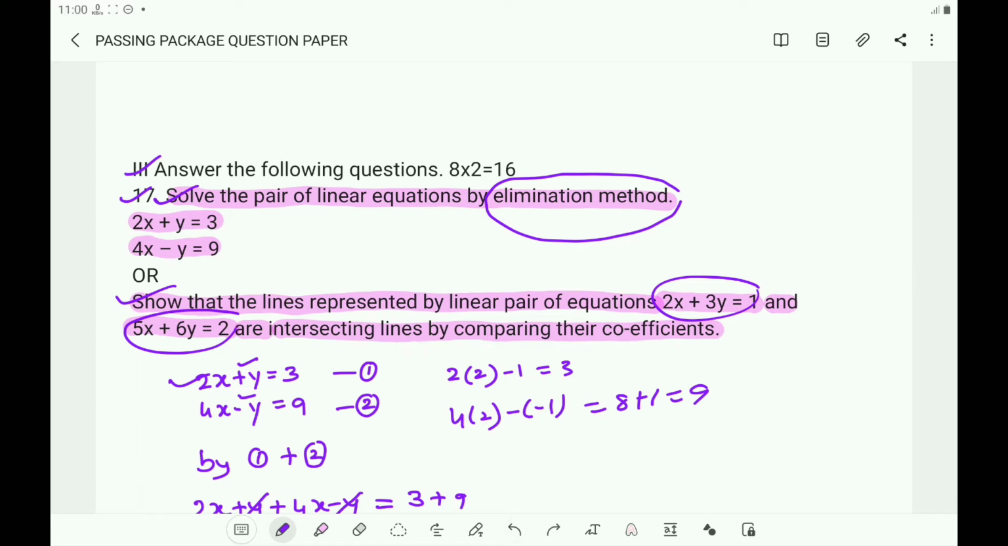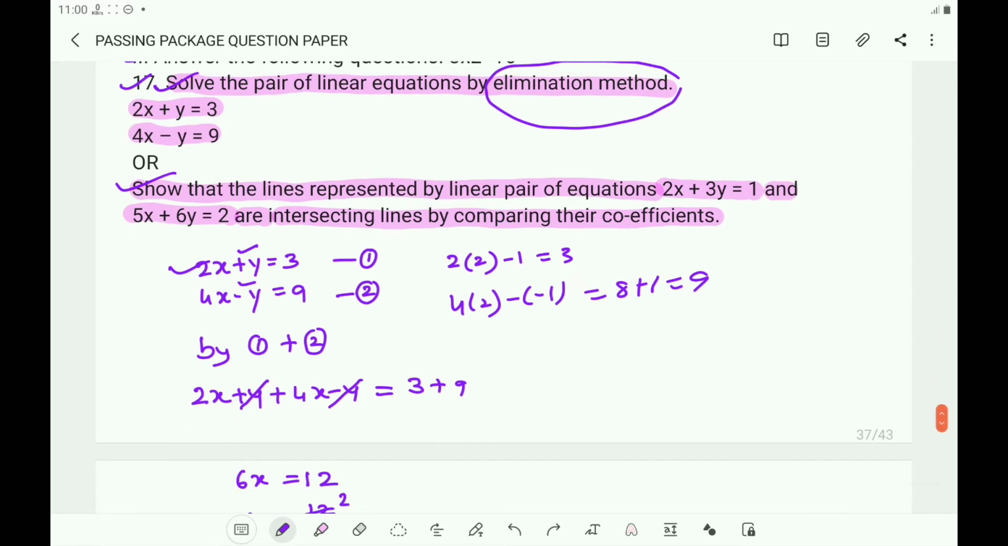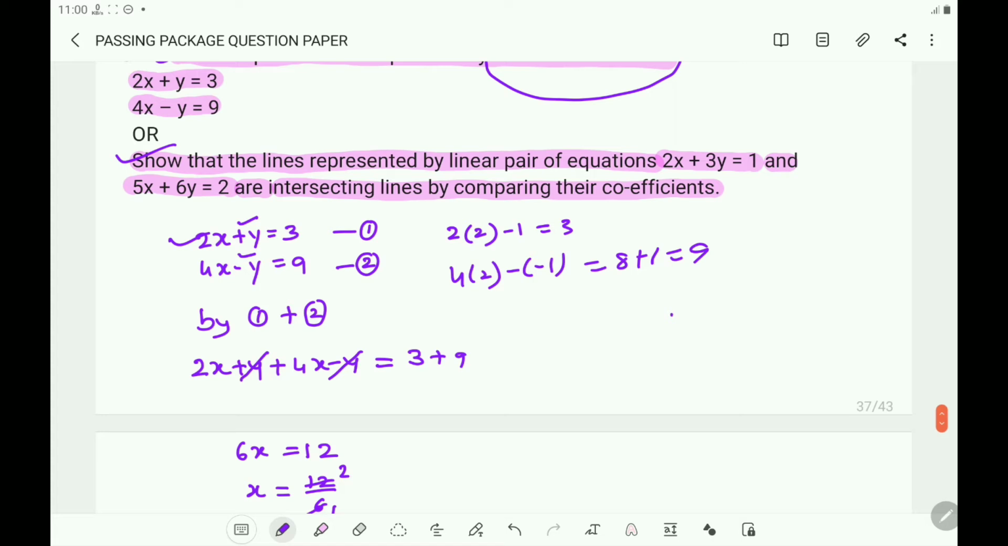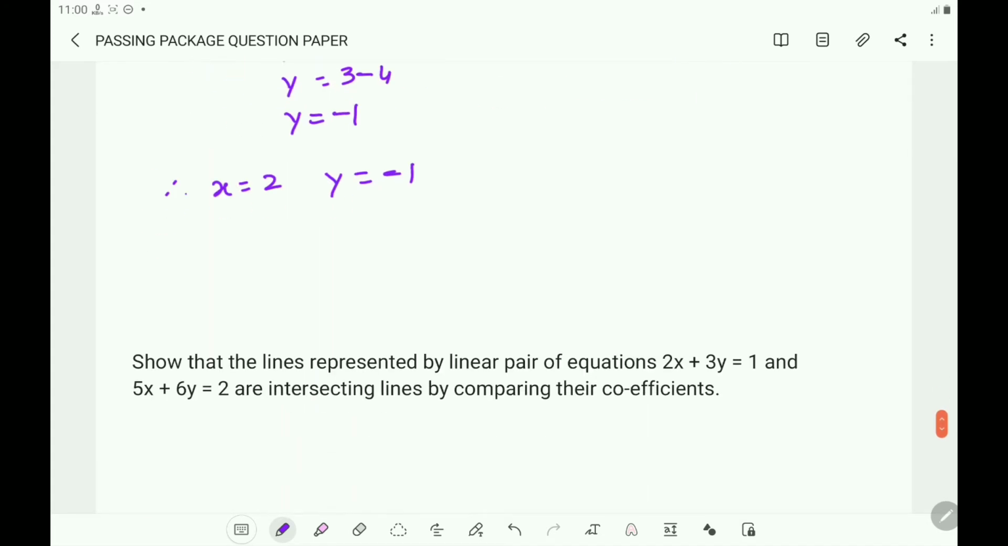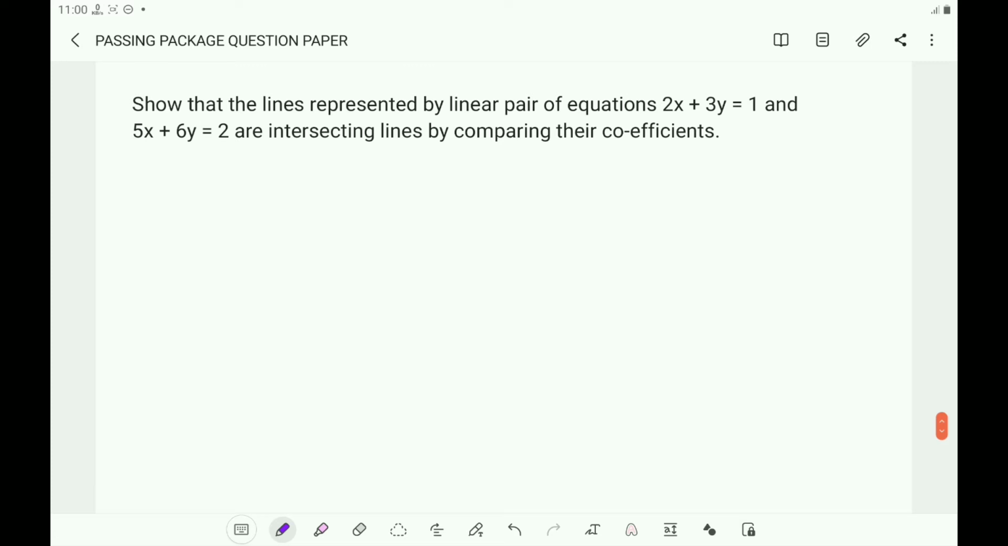You know that if the pair of linear equations has a unique solution, then a1 by a2 is not equal to b1 by b2. So let us verify a1 by a2 and b1 by b2. Let us come to that question here. Write the equations: 2x plus 3y equals 1 and 5x plus 6y equals 2.